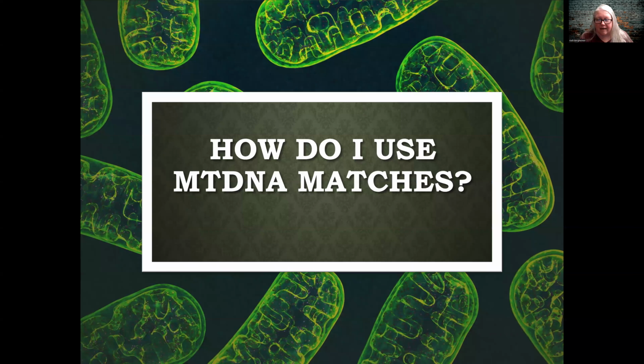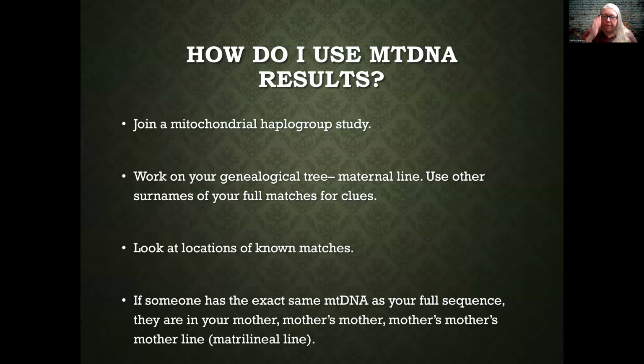So how do I use mitochondrial DNA matches? So there are a couple things that you can do. You can join a mitochondrial haplogroup study. That is one option. There are lots of different types of mitochondrial haplogroup studies. Obviously, they're not the same as the Y-DNA. The Y-DNA, you can have surname studies. So there aren't surnames for mitochondrial, but you can join a study.